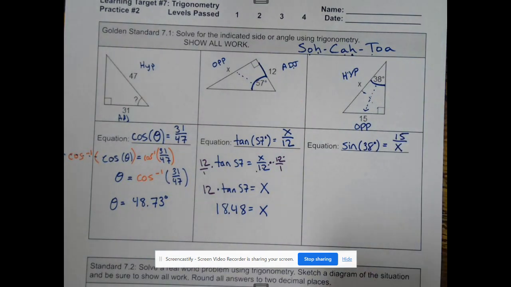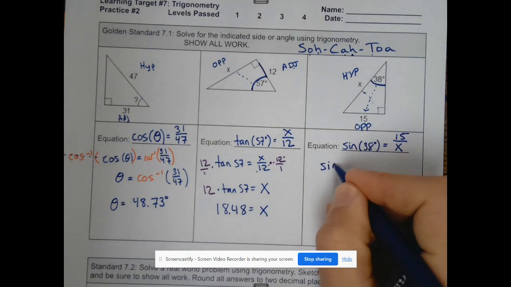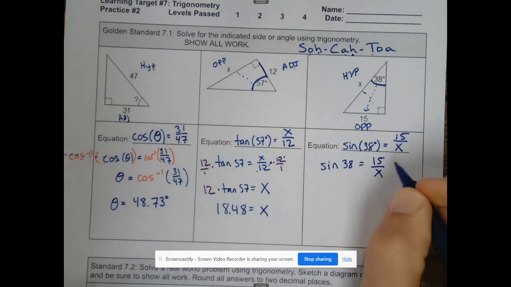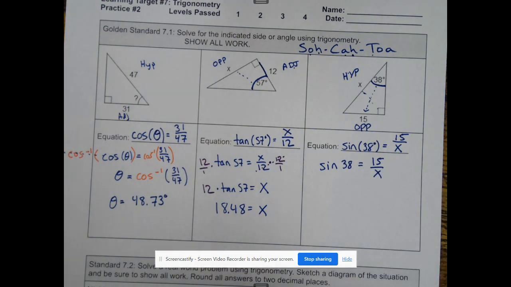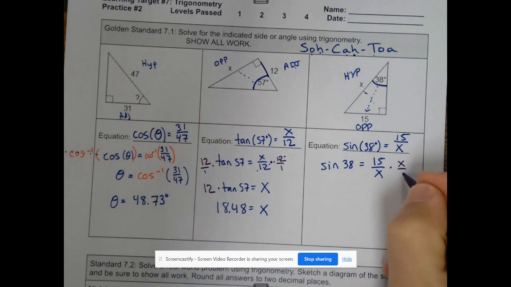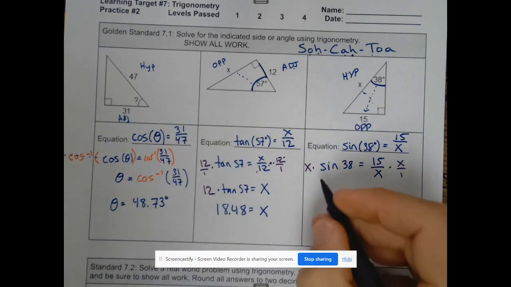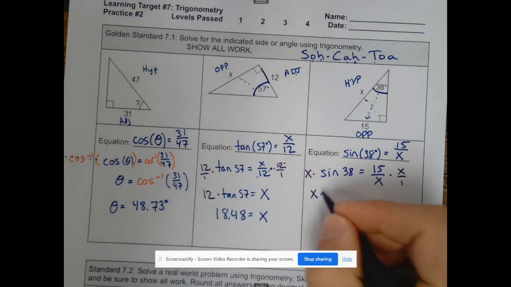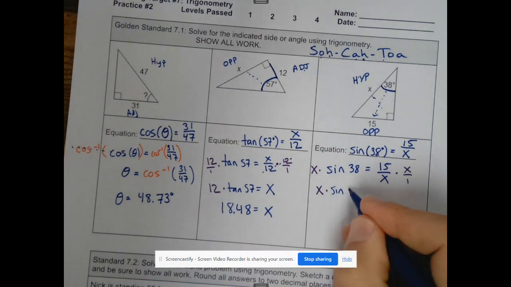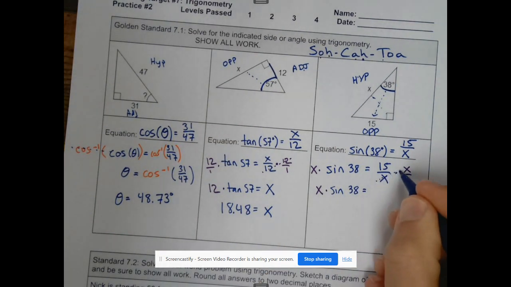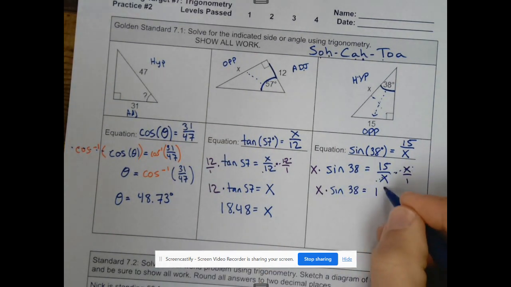All right, let's go ahead and write it out. So the sine of 38 equals 15 divided by x. They all kind of work the same way. Undo the fraction. How? Multiply by the denominator, x over 1. When I do that, what happens? On the left side of the equation, I have x times the sine of 38 degrees, which means we multiply by x to undo dividing by x, which equals 15.